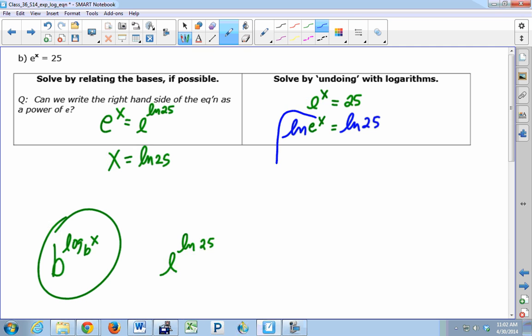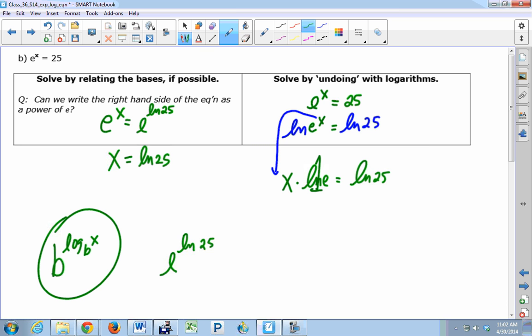You say, I'm going to bring the x down in front. X times the natural log of e equals the natural log of 25. Well, what's the natural log of e? E to what power gives you e? 1. So this is just a big fat 1.